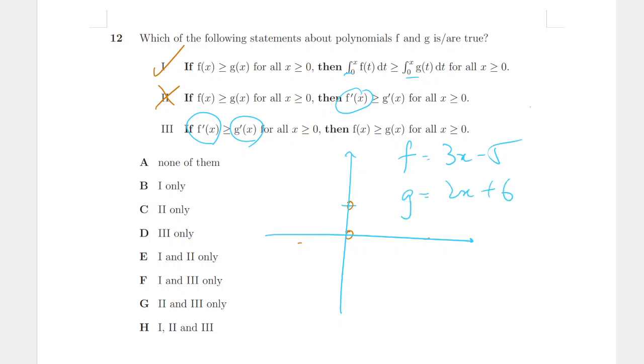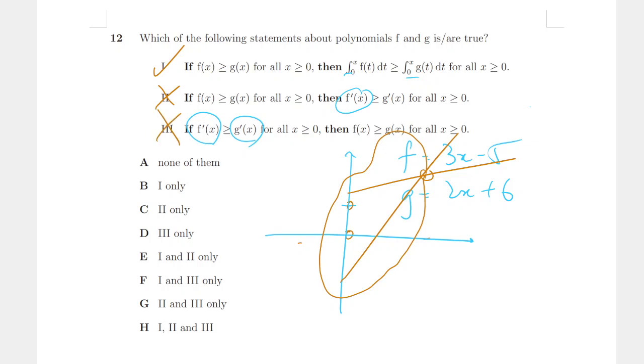Then clearly the gradient of f is greater than the gradient of g, because 3 is bigger than 2. But then is f(x) always greater than or equal to g(x)? Well, not necessarily, because f is 3x minus 5, so it's something like this. g is 2x plus 6, so it's something like this. g is flatter, so f must intercept g at some point. Then f(x) greater than or equal to g(x) is not true in this region. So option 3 is also no good. Cool, so the final answer is 1 only, which is option B.